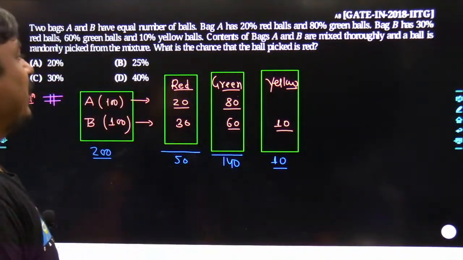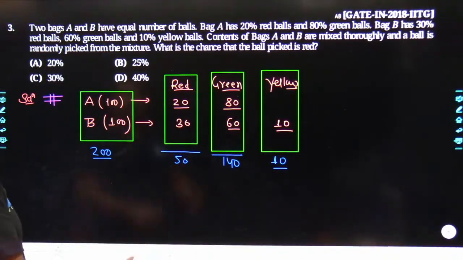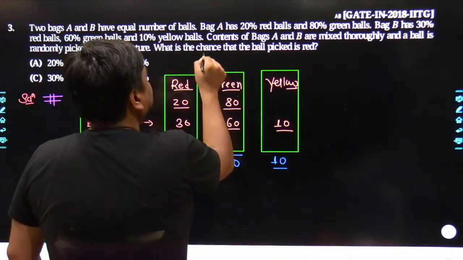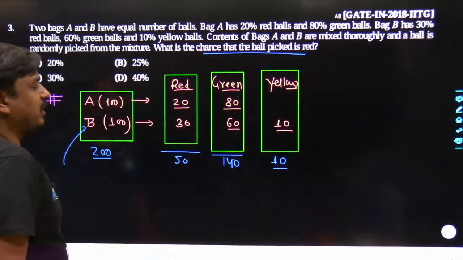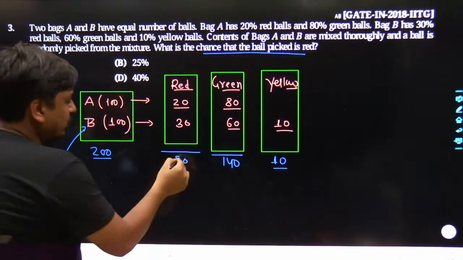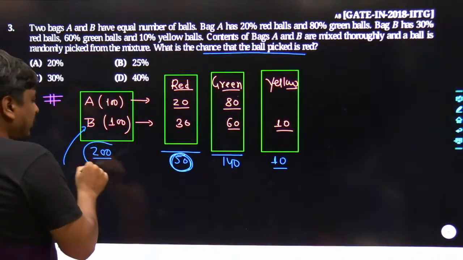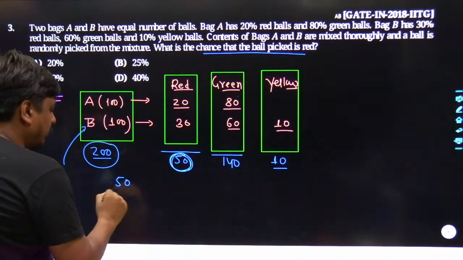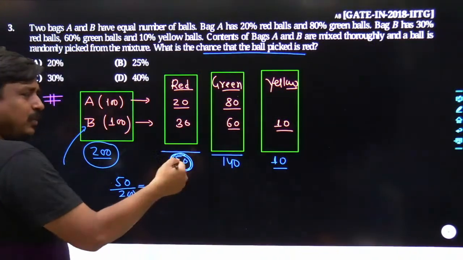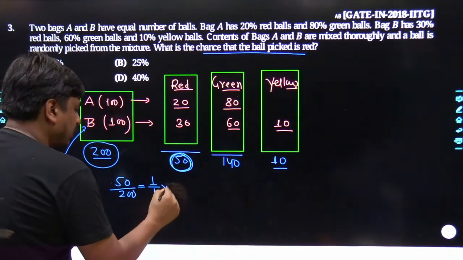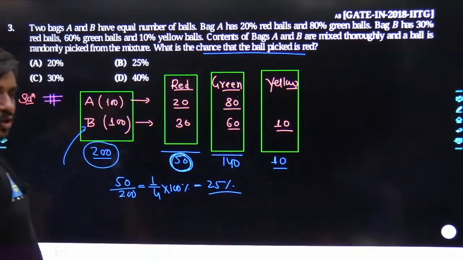But in this problem they are asking: after mixing both bags, I need to find the probability that a ball chosen would be red. How many red balls do you have after combining bag A and bag B? It is 50, out of how many? 200. So simply it is 50 divided by 200. So the best answer we get out of it is 1/4. In percentage, if you write it, you have to multiply it with 100%. At the end of the day, the result we get is 25%.